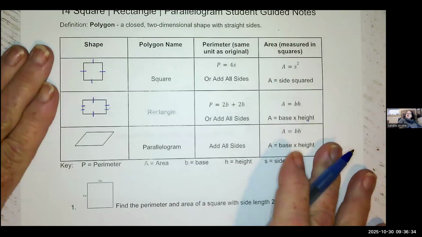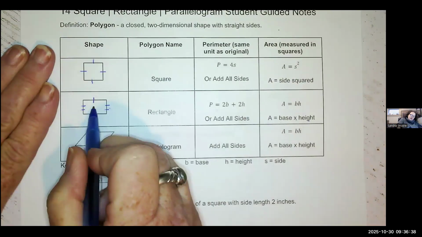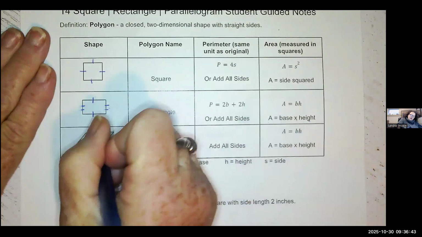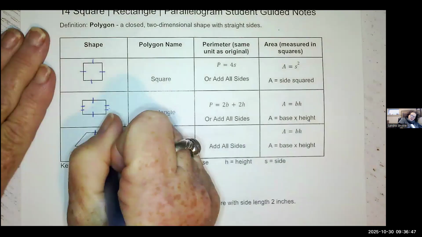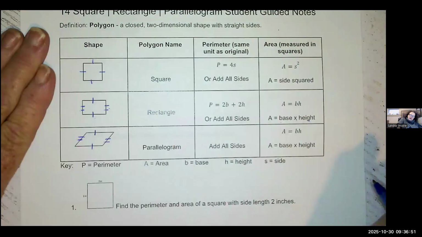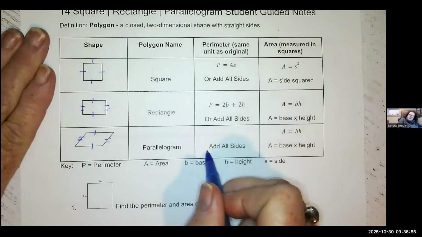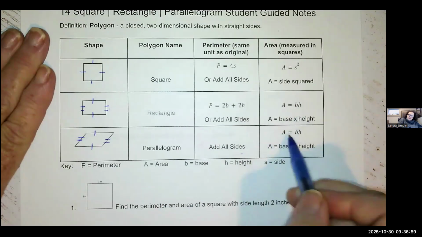Parallelogram looks just like a rectangle, but squished. So it doesn't have the 90-degree angles. Again, the sides that are parallel to each other are the same length. Same thing for these here. They're the same length as each other. The only way to find the perimeter here is to add up all the sides. And the area is just like the rectangle, base times height, or again, length times width.